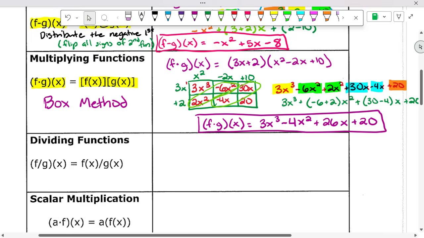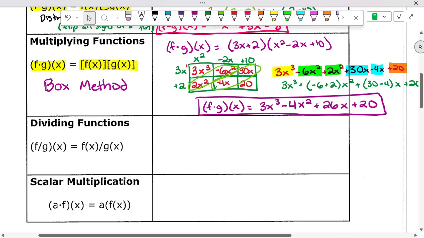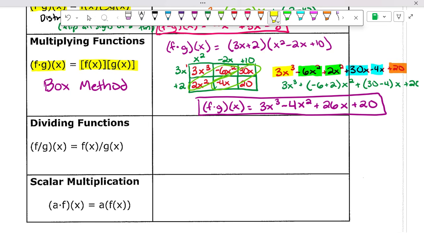Okay, now dividing functions we're barely going to touch until Unit 3. All right. So with dividing functions, at least in function operations, you just need to realize that order doesn't matter. You just put one on top of the other.